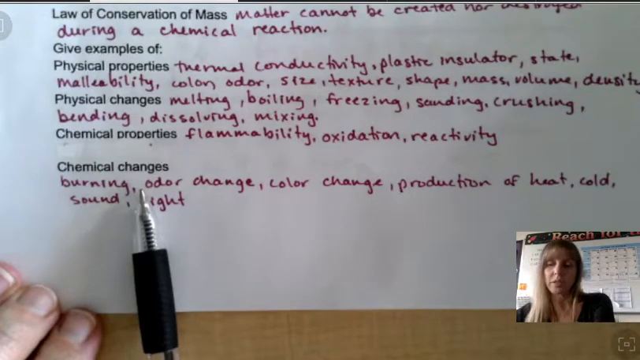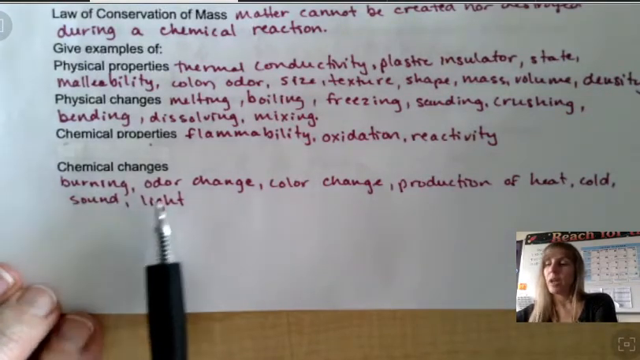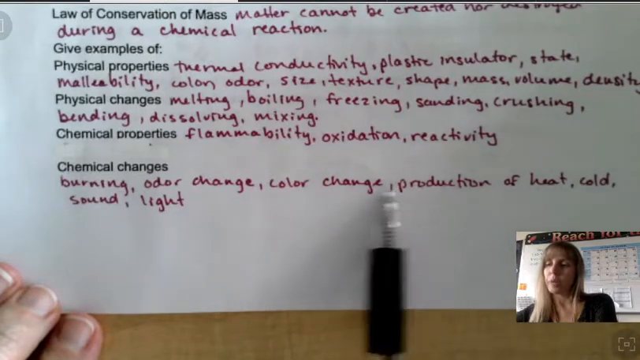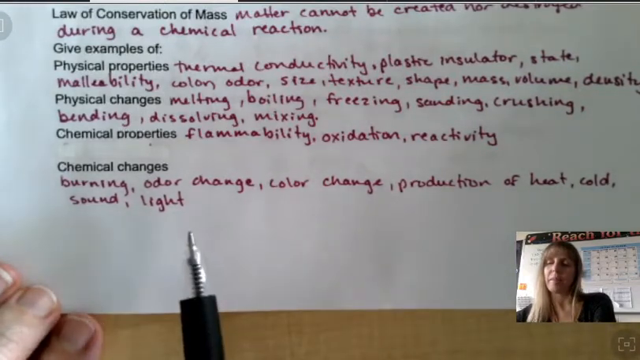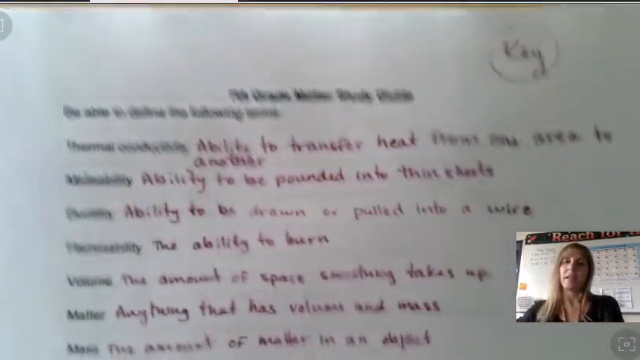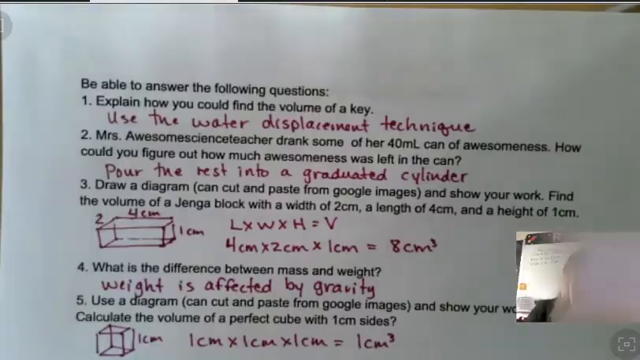Chemical changes could be burning, an odor change, a color change, production of heat, production of cold, production of sound, or production of light. That means it produced heat, cold, sound, or light. All right, I'm going to look at the next page.